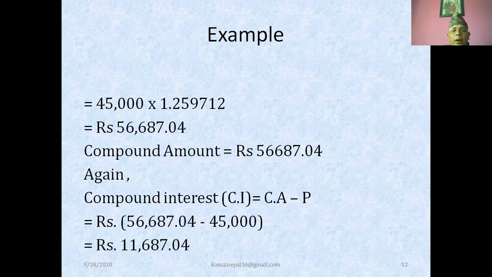We found here the compound amount. Then compound interest is CA minus principal. CA is 56,687.04 minus principal 45,000. Then rupees 11,687.04 is your compound interest.